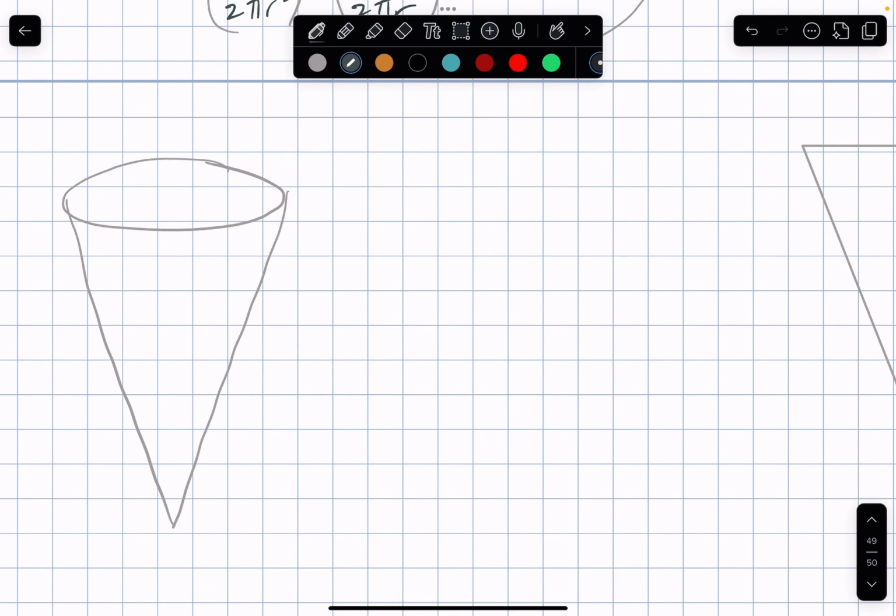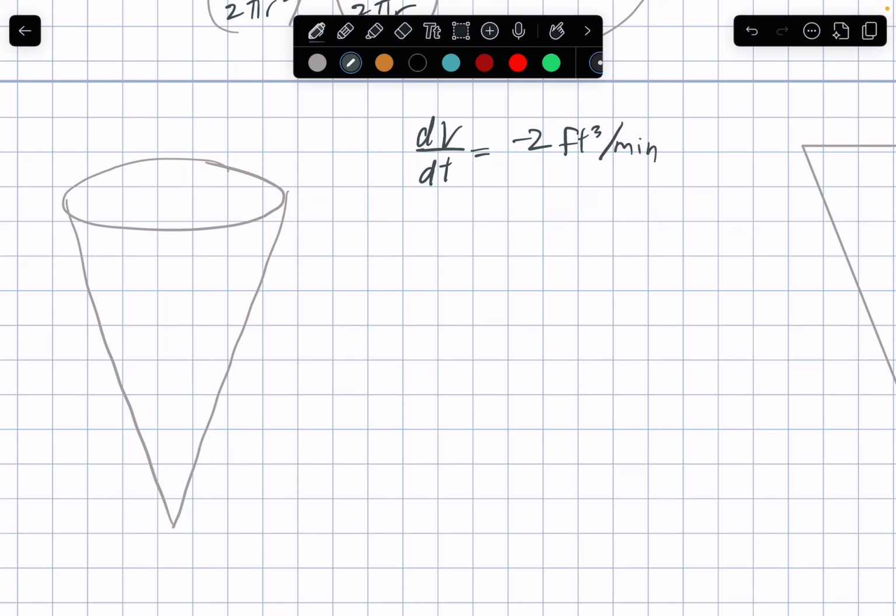So in this scenario, basically, water is leaking at the rate of 2 feet cubed per minute. So in other words, dV over dt is equal to negative 2 feet cubed per minute. Why is it negative? From the word leaking, so decreasing volume. So through a hole in the vertex of an inverted conical reservoir of the height 6 feet. So the height is said to be 6 feet and a diameter of 4 feet at the top.